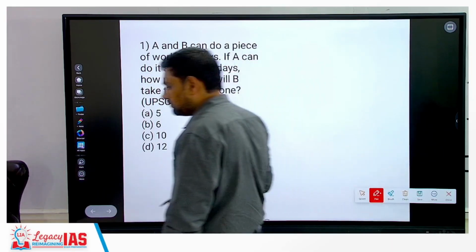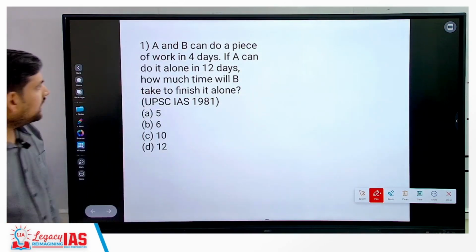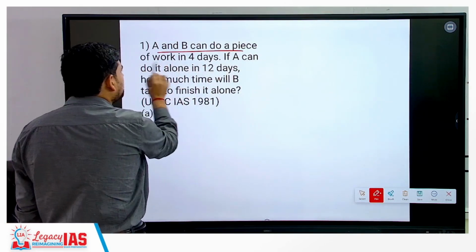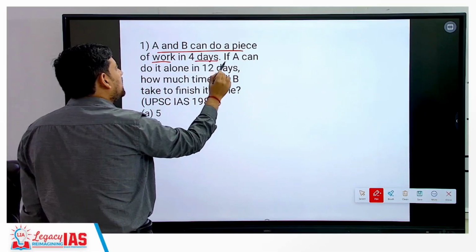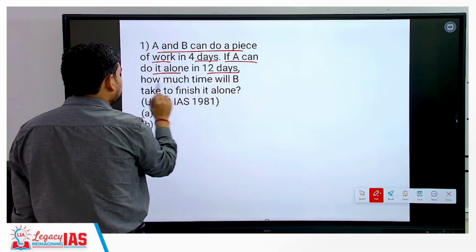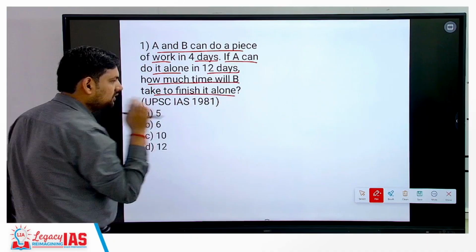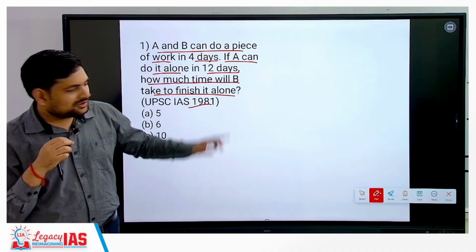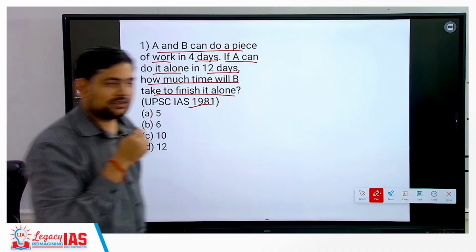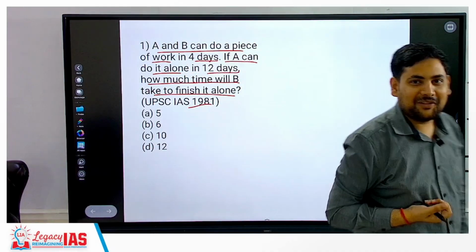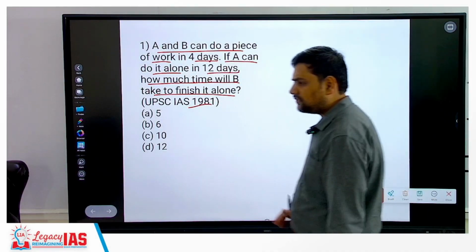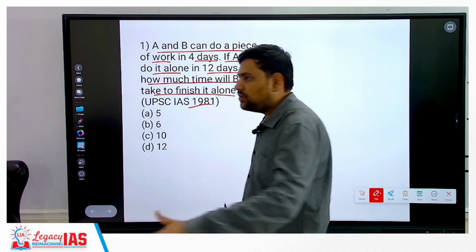So first, A and B can do a piece of work in 4 days. If A can do it alone in 12 days, how much time will B take to finish it alone? This was asked in UPSC 1981, before all of us were born. Now, the thing is how you do this.